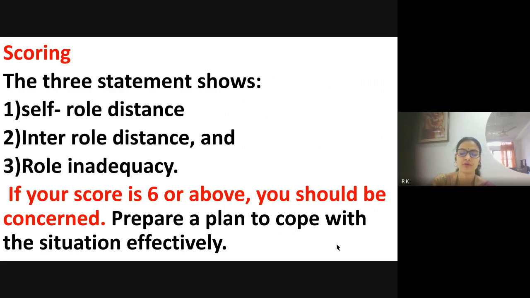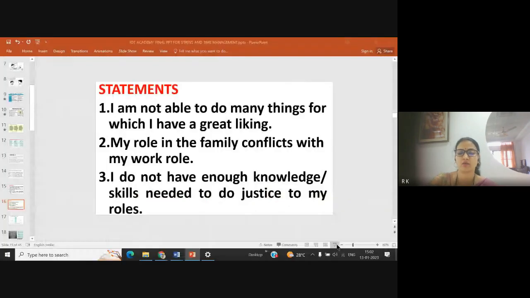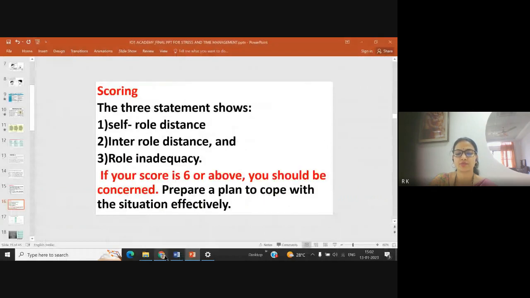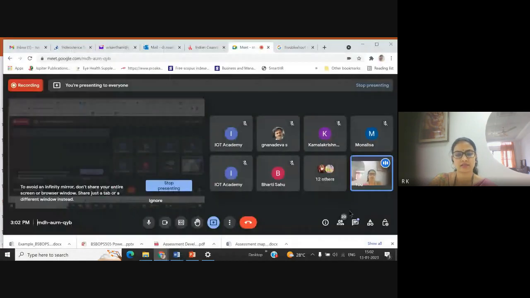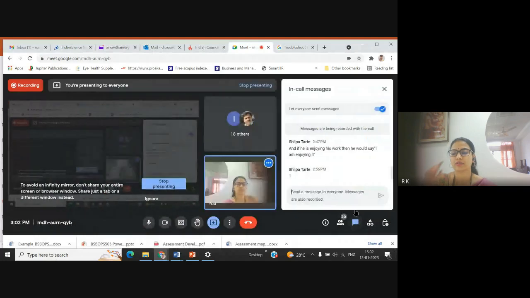How many of you have got a score which is above 6? Let me just have a look at it so that we can proceed with the other slides. So in the chat box, please post your scores. How many of you? Some of you have got 1. Very good.